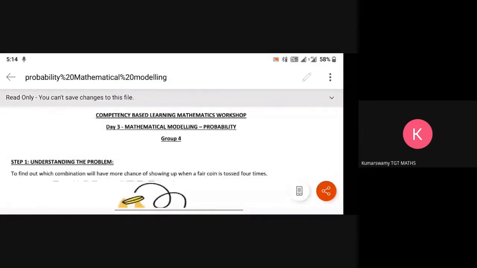Your example is very good, and the presentation is also very good. You have followed all the process of mathematical modeling. And Satyanarayana sir, nice, sir. Nicely done. Okay. Any other?